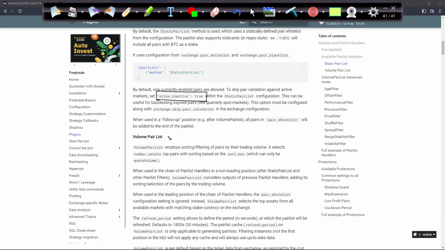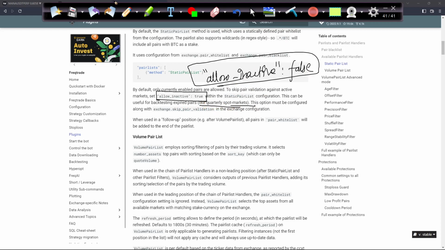So we can actually set this to false here, because we don't want to be trading a pair which has expired, like quarterly spot markets and so on.